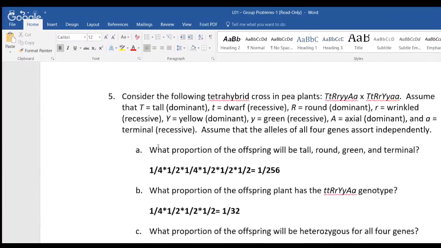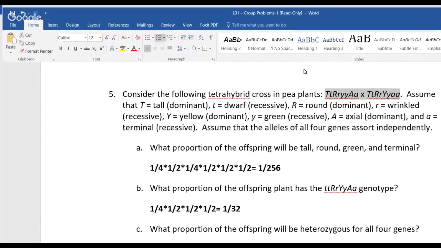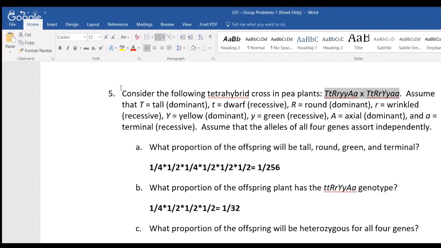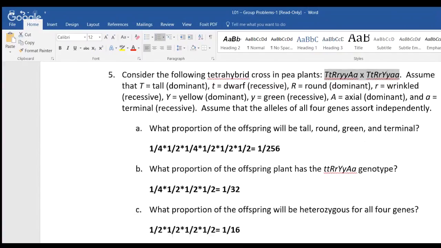For question 5, we're given the parents, and we're trying to determine different genotypes and how frequent they'll be for their offspring. We're also given a key for what the alleles mean. So if we remember in question 1, when we were doing the forked method and combining all the different options, it's the same with this one, but you have one more thing to think about.